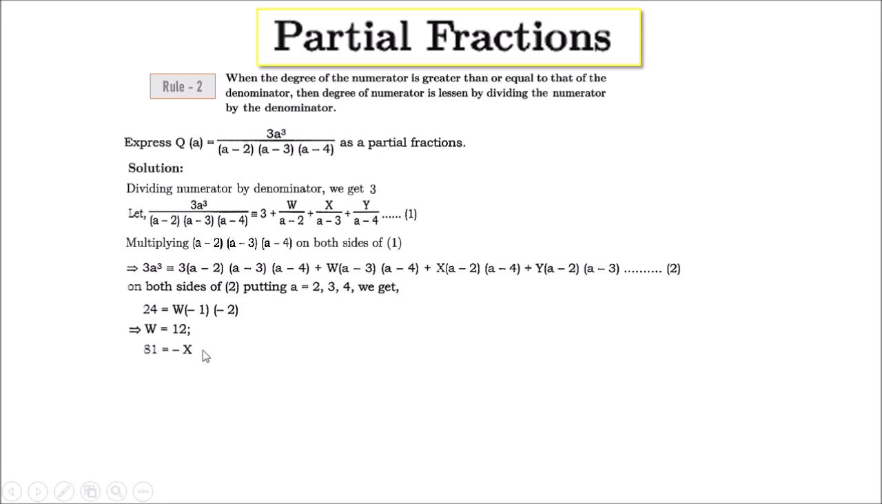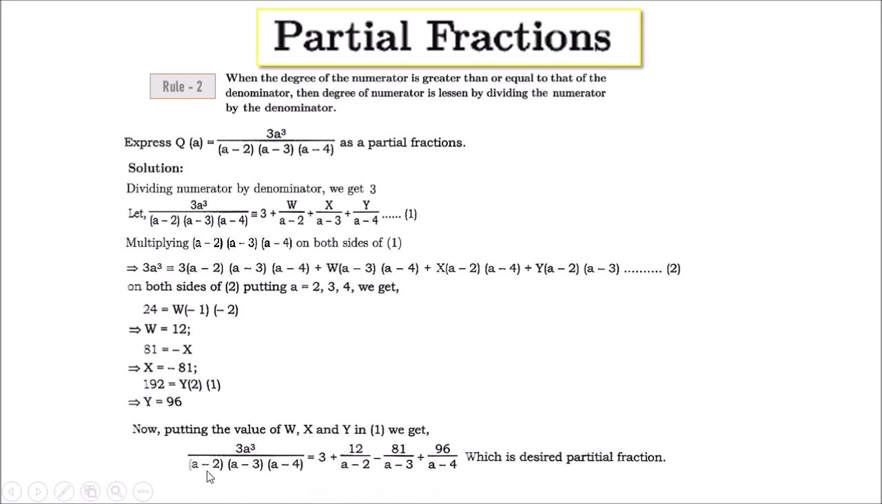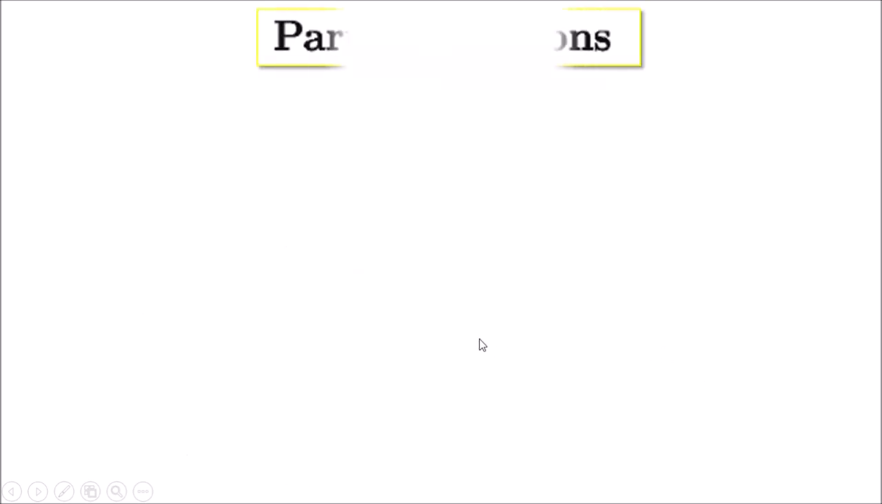w equal to 12. Similarly, if you put the value of a equal to 3, you will get 81 equal to minus x, so x equal to minus 81, and y equal to 96. So now we are going to put the values of w, x, y in equation number 1, and finally we get the desired partial fraction. So I think you understand.